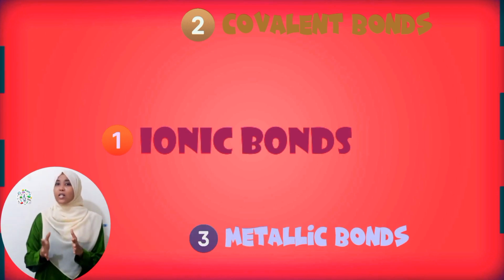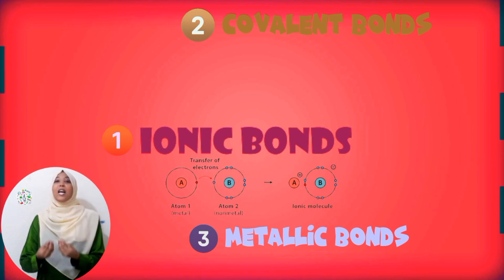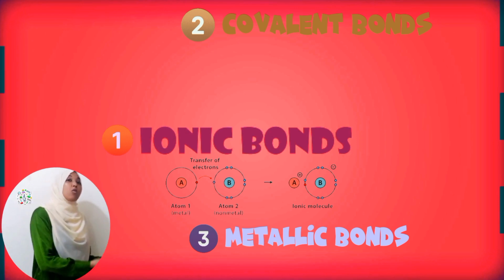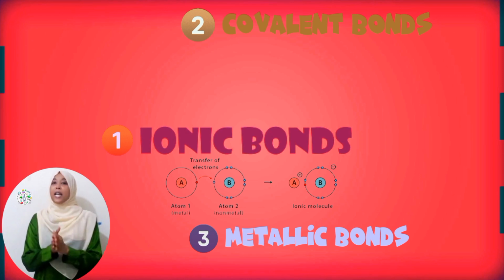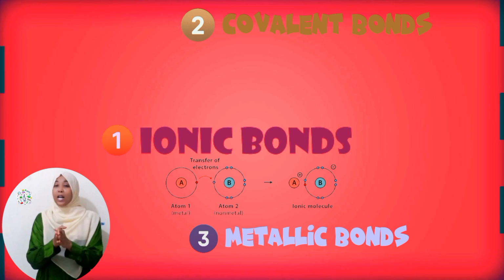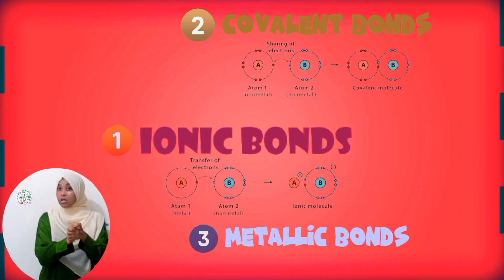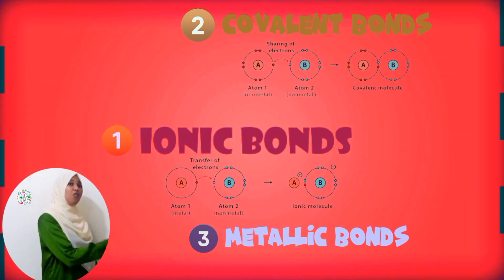Now let's start with the first one, ionic bonds. Ionic bonds are present in ionic compounds. What is an ionic compound? An ionic compound is formed when you have a metal reacting with a non-metal. So the compound that is formed from this reaction will have ionic bonds. Next one, covalent bonds. Covalent bonds are present in a compound that is formed from a reaction of non-metals. When non-metals react with one another, they lead to the formation of a compound that has covalent bonds.